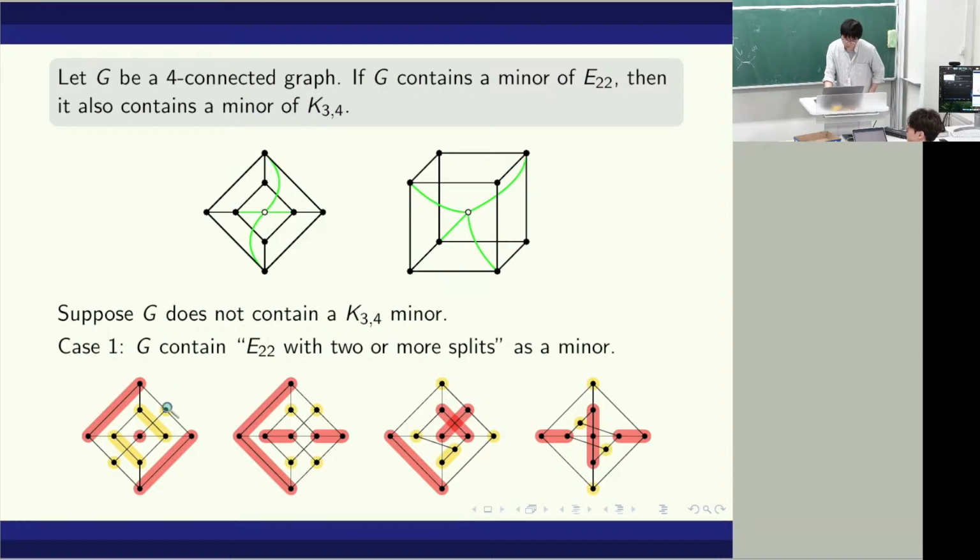You can see that, for example, this vertex is split into this path, and this vertex is split into this path. So, for example, if this configuration of splits happens, we immediately have a K34 minor. And by symmetry, there are three other kinds of situations, and in all those situations, we can conclude that we have a K34 minor. Therefore, case 1 is finished.